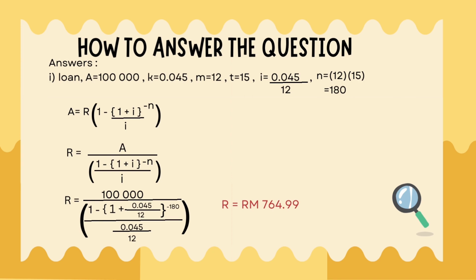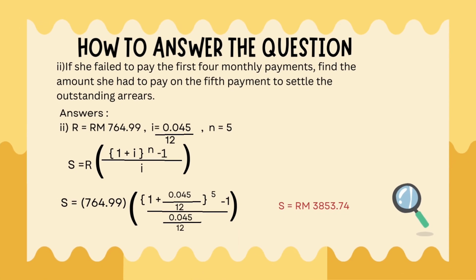Now we continue to the second question, which is, if she failed to pay the first 4 monthly payments, find the amount she had to pay on the 5th payment to settle the outstanding arrears. Now, when we want to find the S, we have the R. The R is 764 ringgit and 99 cents. I equals 0.045 divided by 12, N equals 5. So we use the formula S equals R, bracket 1 plus I to the power of N minus 1, divided with I.